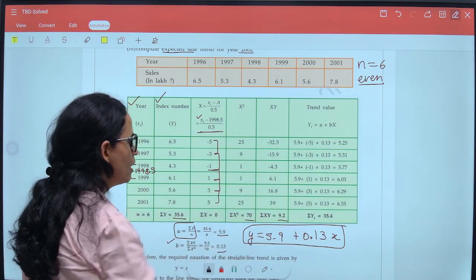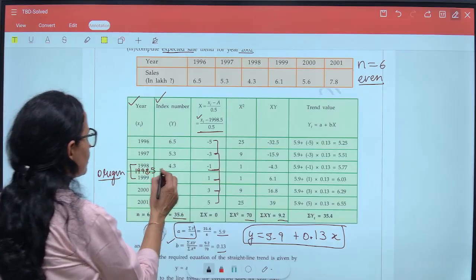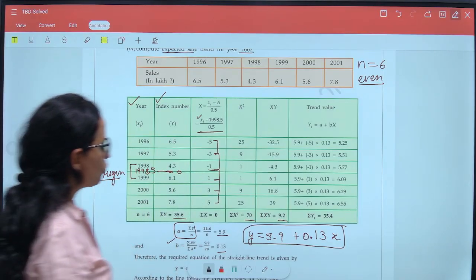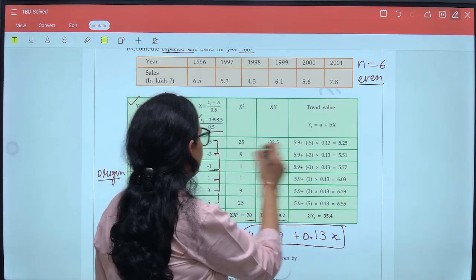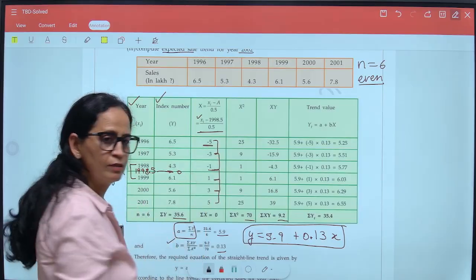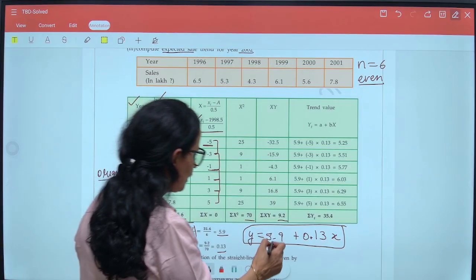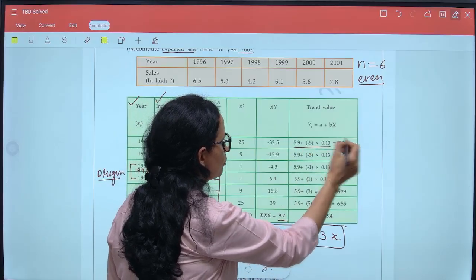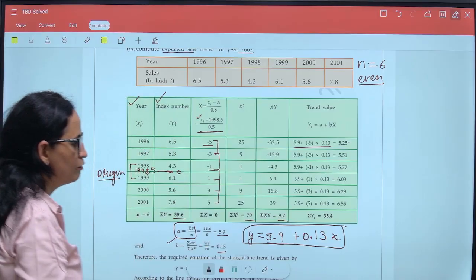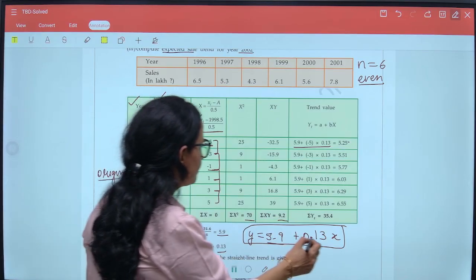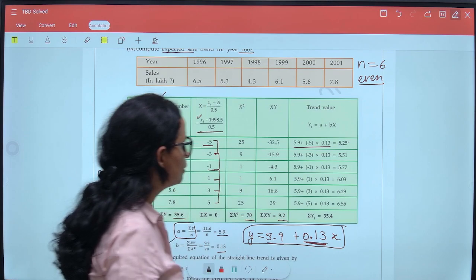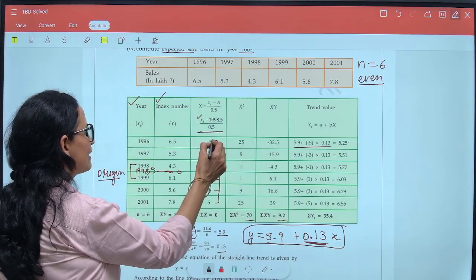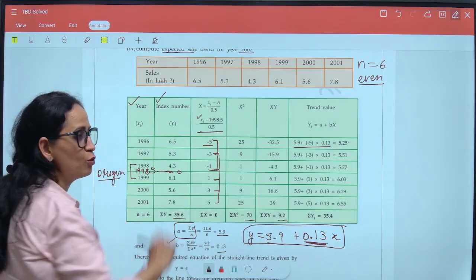Now here you don't have any 0. There was no origin 0 value here. So what you do is you calculate the first value. The x is minus 5. So 5.9 plus 0.13 into minus 5, you do this calculation, you get 5.25. Now what is double of 0.13? 0.26. Why double? Because the gap between two consecutive values is 2.